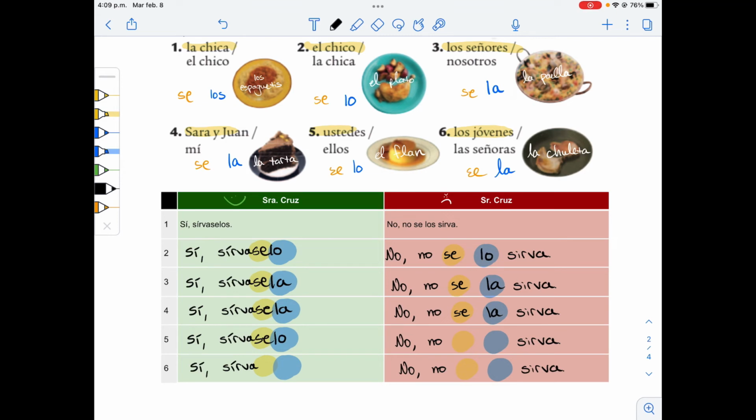Sírvaselo a ustedes, pero no se la sirva. Oh, that's low, my bad. No se lo sirva. Y finalmente, sírvasela as all one word. No se la sirva.